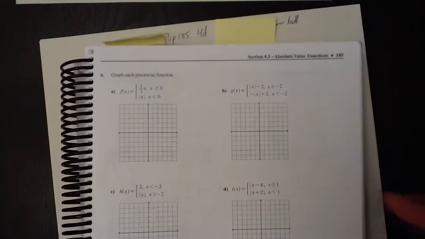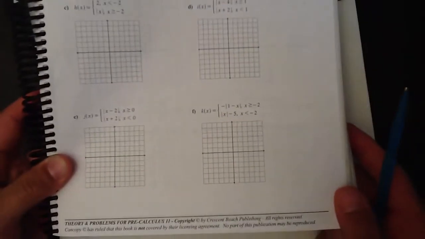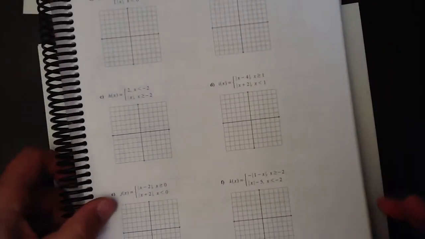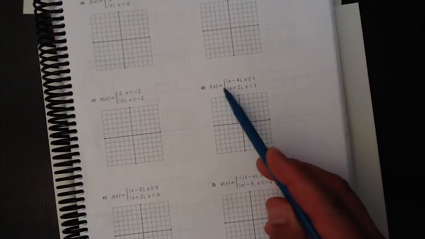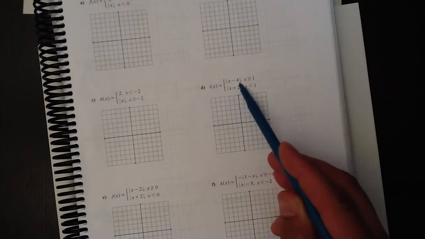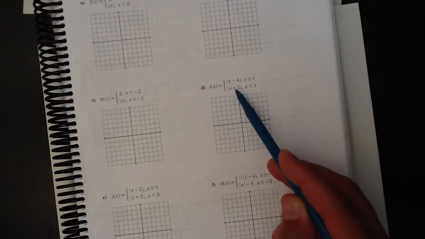And this is section 4.3, page 185, 4D, where, I'll just show you the instructions, graph each piecewise function. In order to graph the piecewise function, you have to figure out a bunch of stuff. You have to figure out the vertex, maybe the intercepts or the slope or something like that. But what they've done here is they've given you f of x, also known as y, equals this stuff in this region and this stuff in this region, and this is an absolute value function.